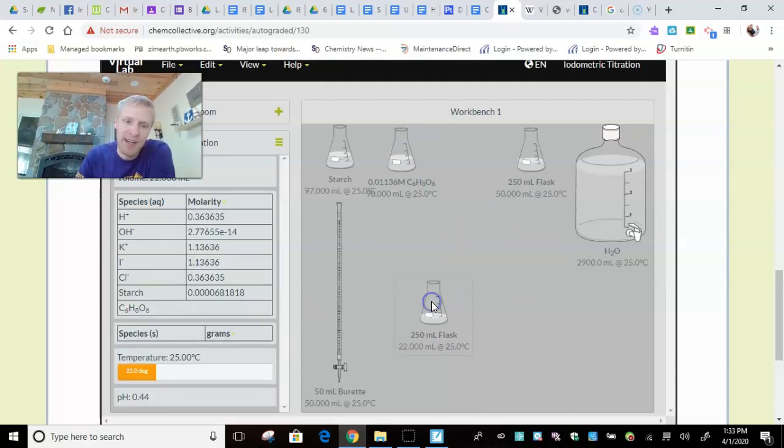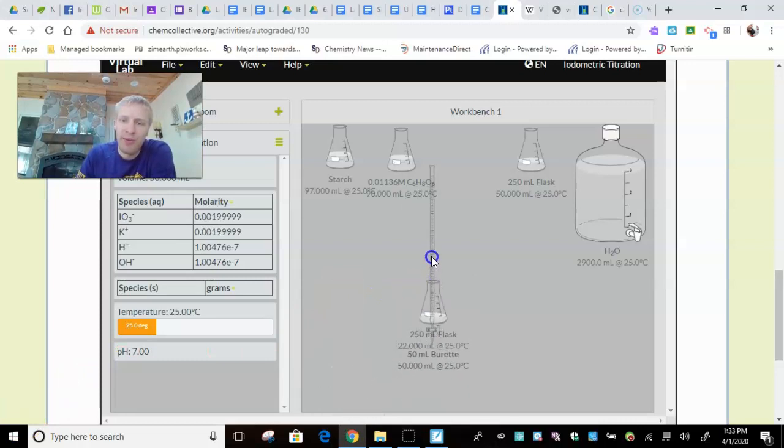Time to titrate. All right, so this is kind of tricky. It took me a while to figure out how to get this thing to virtually set up in this titration. Notice how it's just very difficult.